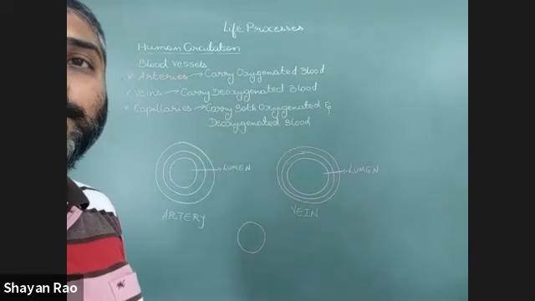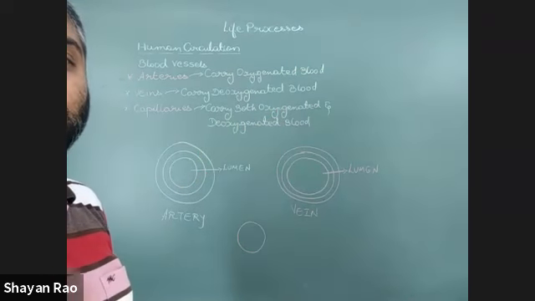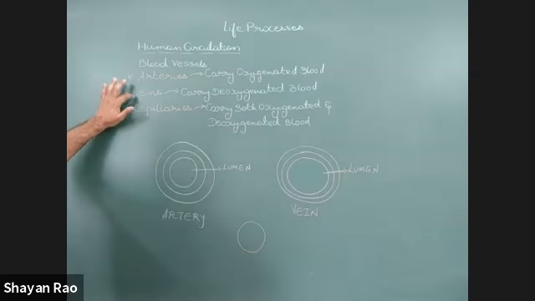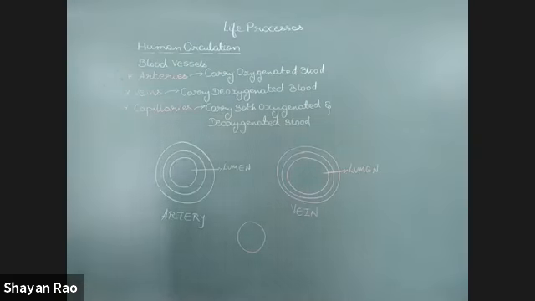Is that clear? Is that Yes, clear? sir. Okay, fine. So these are the three different types of blood vessels what we have.